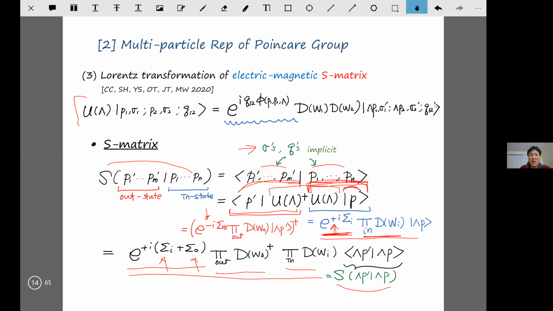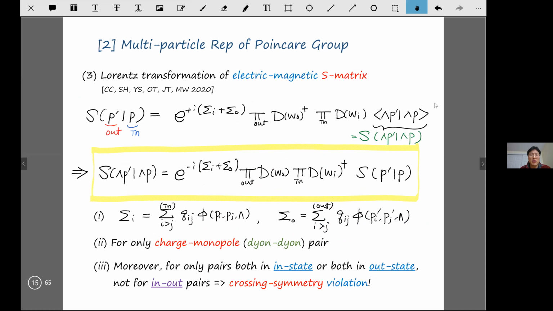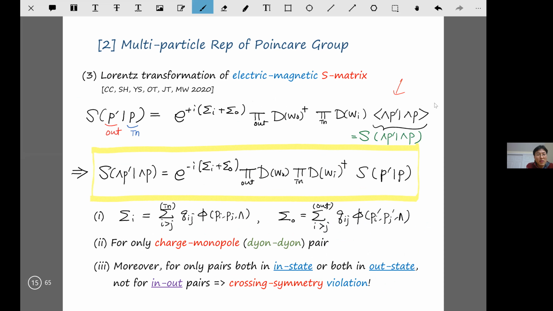Okay. Now I can just invert this expression, which I just quote here again, to get the Lorentz transformation of the electric-magnetic S matrix. So the transformed S matrix is equal to the untransformed S matrix times a product of D dagger for the in state, and then a product of D for the out state, and e to the minus i times a phase for both in and out states. This is a helicity phase, a pairwise helicity phase.